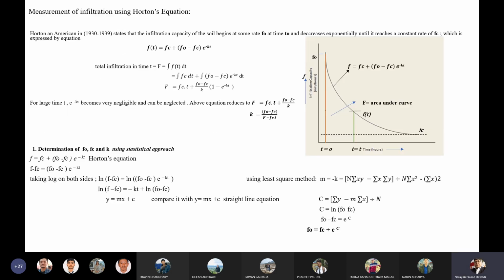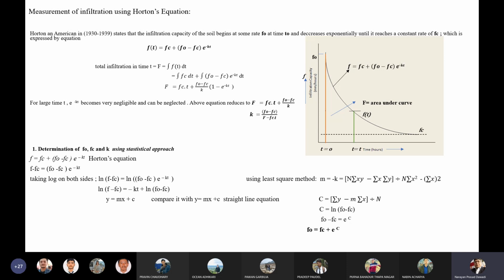Now, Horton's equation. Horton has developed the infiltration capacity of the soil, and he said that at the beginning of the rainfall, when t is equal to 0, you can look at the figure also, the rate of infiltration is high. The soil is already dry soil. At that time, the rate of infiltration of the soil is high.